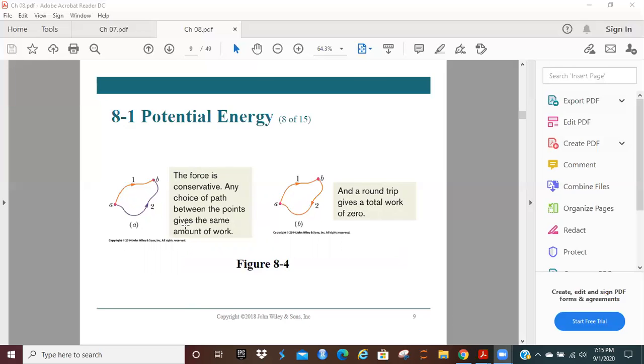So if we look at diagram A here in figure 8-4, the force is considered to be conservative. Any choice of path between the points gives the same amount of work. In other words, it doesn't matter how you get there. And if you go from A to B and back to A again, then the total work that's done is going to be the same. That's for a conservative force.